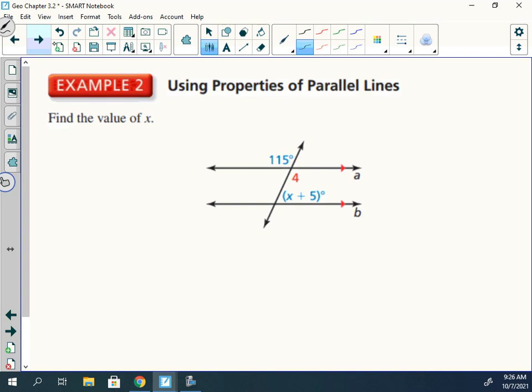Find the value of x. When we look at these two here, we do have two parallel lines. So we know that 115 and x plus 5 are either going to add up to 180 or be congruent. Yes? Because that's the only two ways it works out. Now, let's fill in 115, because angle 4 is 115, yes? What else in this here would be 115?